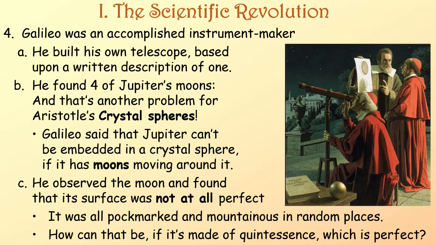Galileo was also an accomplished instrument maker. He built his own telescope based upon a written description of one. He found 4 of Jupiter's moons, and that's another problem for Aristotle's crystal spheres. Here's the problem. Galileo said that Jupiter can't possibly be embedded in a crystal sphere if it has moons moving around it. Galileo also observed the moon, and he found that its surface was not perfect at all. It was all pockmarked and mountainous in random places. Now, how can that be if the moon is supposed to be made of quintessence, which is perfect?